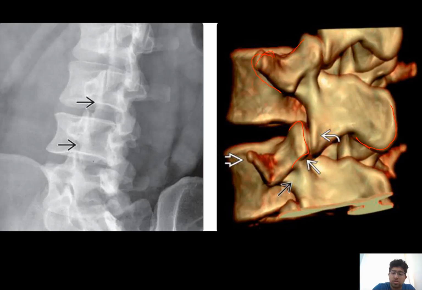As I told, it's a continuation of the superior articular facet with the inferior. So this is called the pars interarticularis, which forms the neck of the Scottish dog. This is exactly what we see here. So this is the superior articular facet, the inferior articular facet. The inferior articular facet forms the foot of the dog. So this is the face of the dog, the ear of the dog. So this is the neck. So this neck is formed by the pars interarticularis.